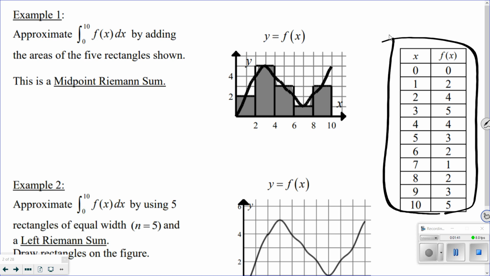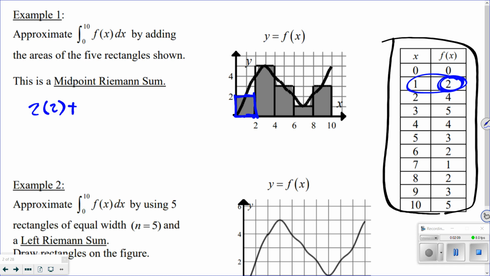We know how to find the area of a rectangle, right? This one is 2 by 2. By the way, a midpoint Riemann sum is, if I look at this first segment, I go halfway. So this is going from 0 to 2. If I go to 1, it's the height at 1. That's where they got the height of that rectangle. So look over here at 1, you see how the y value was 2. So that area would be 2 times 2.